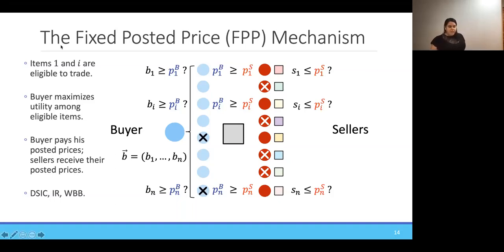Okay, so after looking at this, the ones left are just items 1 and I, and he's going to maximize his utility among the eligible items. So if he's unit demand, he'll pick 1. If he has a broader utility constraint, maybe he'll buy both. And then he'll pay his posted prices for whichever ones he chooses, and the sellers will receive their posted prices. And it's weakly budget balanced, so long as these prices are larger. It's DSIC because it's just posted prices. It's individually rational because they only participated if their values were higher or lower. Okay, any questions about the mechanism?